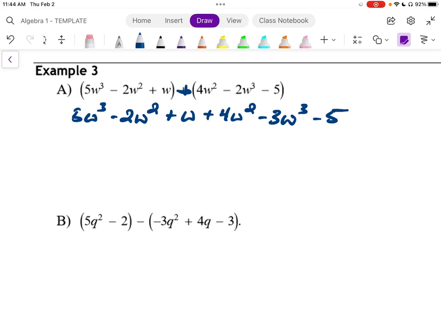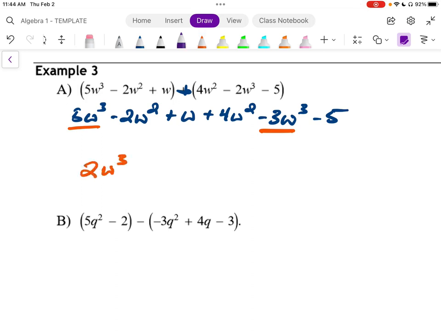I want to combine like terms, which we should be familiar with, but I also want to write it in standard form, right? Highest exponent is first. So I'm going to look for my highest exponent. It looks like it is a 3, so I'm going to have 5 and negative 3. That gives me 2w cubed.